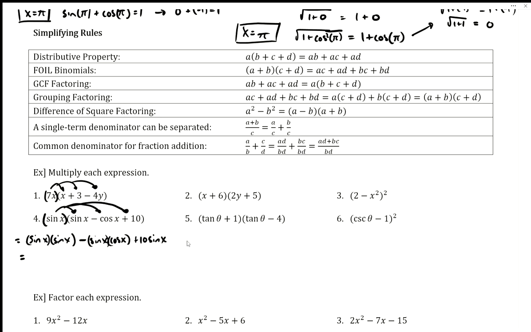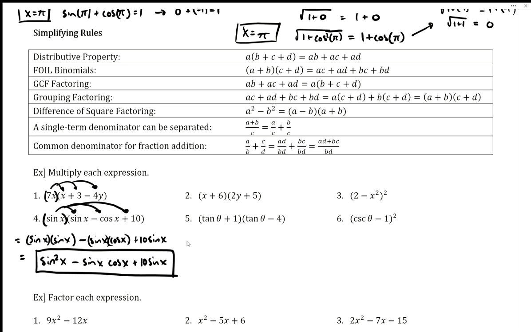Well, the sine of x times sine of x, that's the same thing times itself. So that means it's sine squared of x. Sine of x and cosine of x, that's just like x and y. They don't combine nicely. So that means you just rewrite them multiplied next to each other, just like that. So sine of x times cosine of x. And then 10 sine of x, again, those don't get along really, so we just leave them alone. Just have the 10 attached to sine of x, like that. There we are.